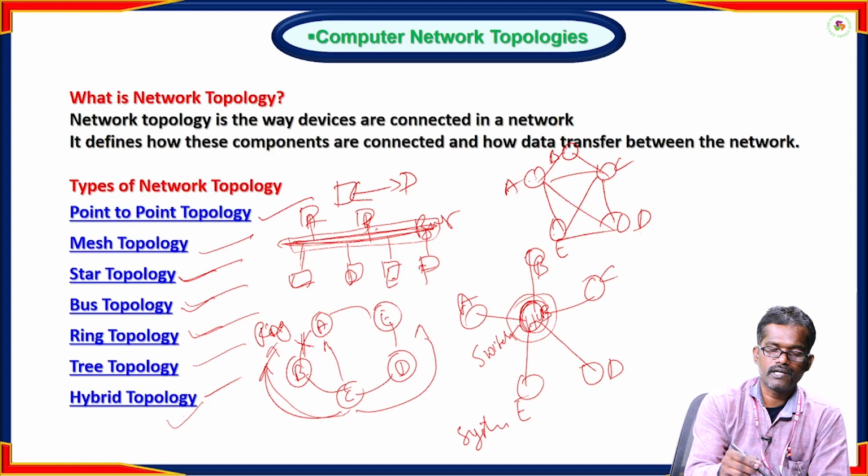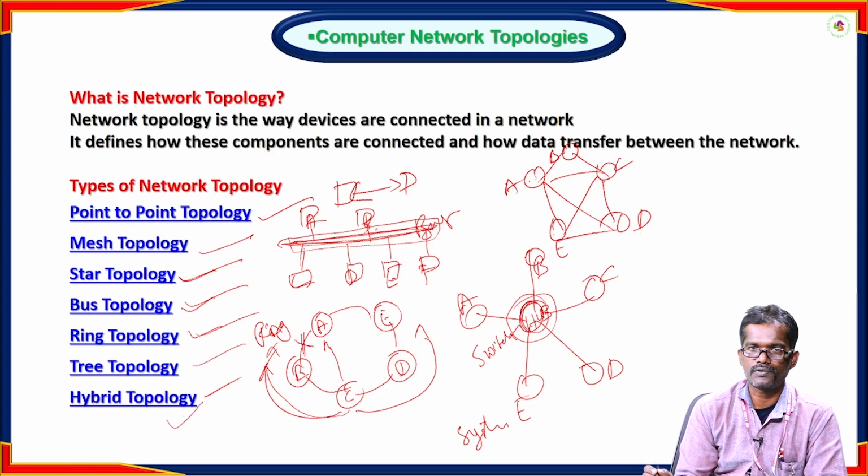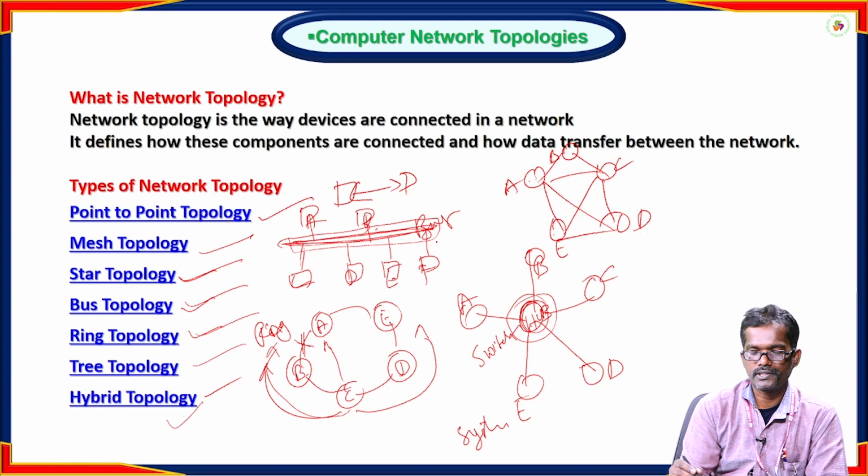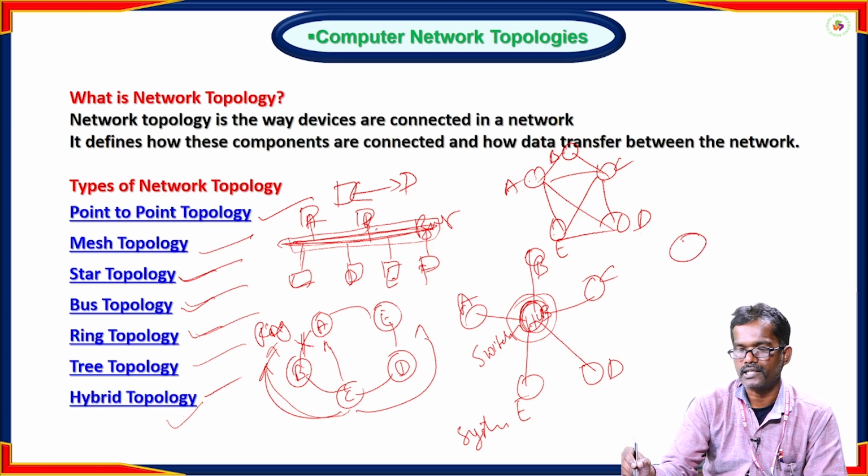And then coming to the hybrid topology. It is the combination of two or more different types of topologies. Okay, hybrid topology. Suppose bus topology, ring topology, mesh topology and star topology are all interconnected with each other. Then it forms a hybrid topology. Bus-ring, ring-star, like that we can have hybrids. And then there is the tree topology.